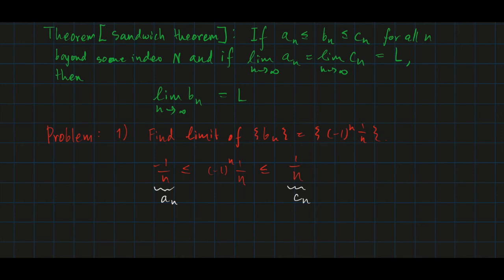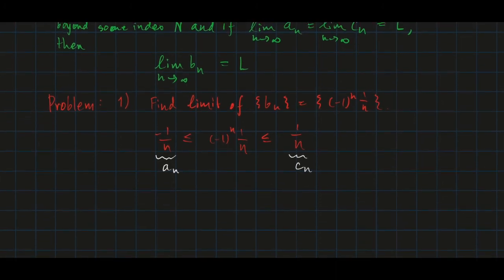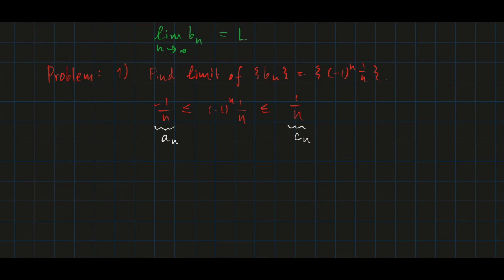So now you see that we can apply the theorem. Do we know what the limits of an and cn are? Yes, we know. We know that the limit of an is equal to the limit of 1 over n, but times minus 1, so it's 0. It's also equal to the limit of 1 over n, which is cn, which is equal to 0. So by the sandwich theorem, the limit of bn must also be equal to 0.